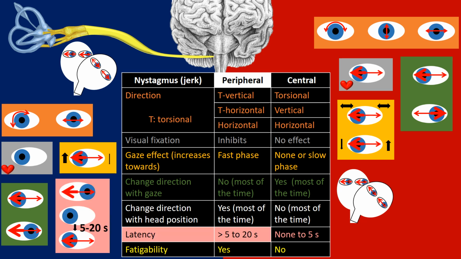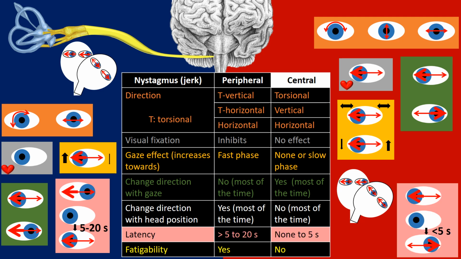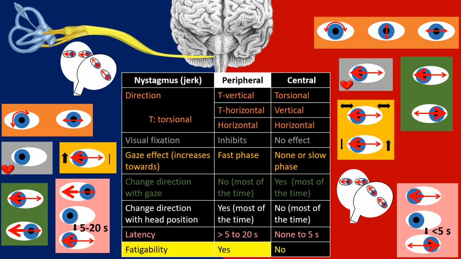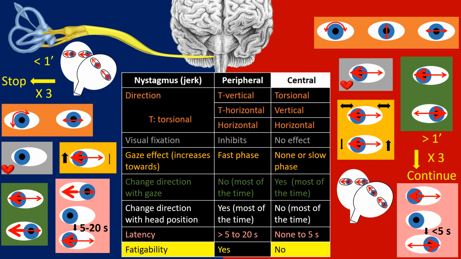Peripheral jerk nystagmus has a latency. That is, the trigger takes a few seconds to appear. Central jerk nystagmus has no significant latency. The nystagmus is present as soon as the direction of gaze shifts or very soon after. Peripheral jerk nystagmus fatigues. This is demonstrated in two ways. The nystagmus tends to last less than 1 minute and is more prominent the first time it is provoked and then fades. Central jerk nystagmus lasts over 1 minute and has similar duration regardless of how often gaze position is shifted.